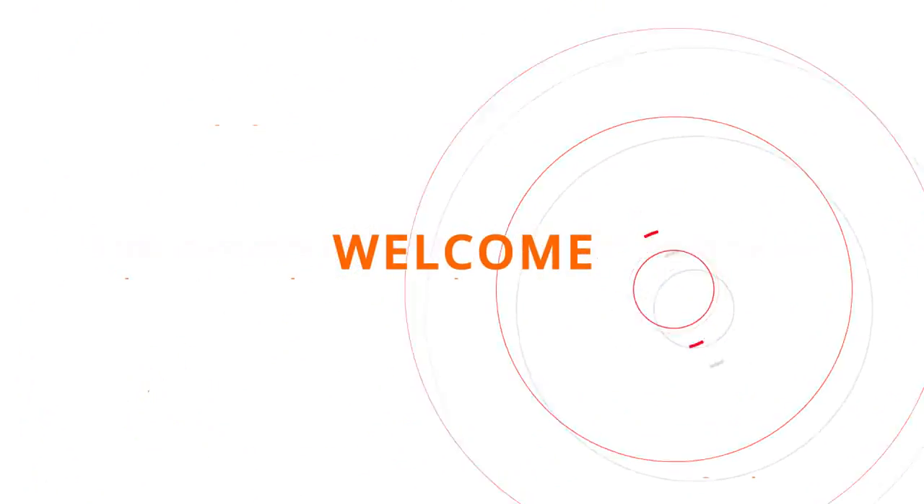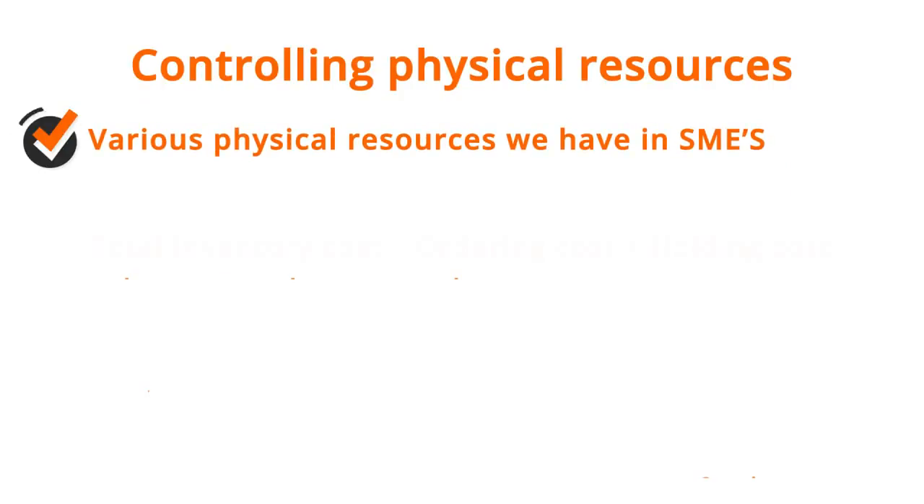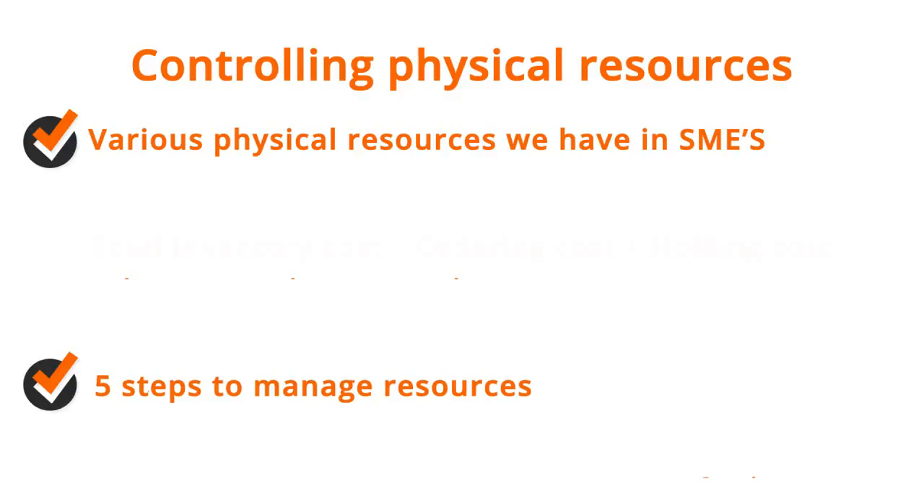Welcome to the second session of the General Operation Management Module, Controlling Physical Resources. In this session, we'll be looking at the various physical resources we have in our businesses as SMEs and why it is important to manage them for better productivity. We'll also be taking you through the 5 steps to managing the 4 types of resources in your businesses.